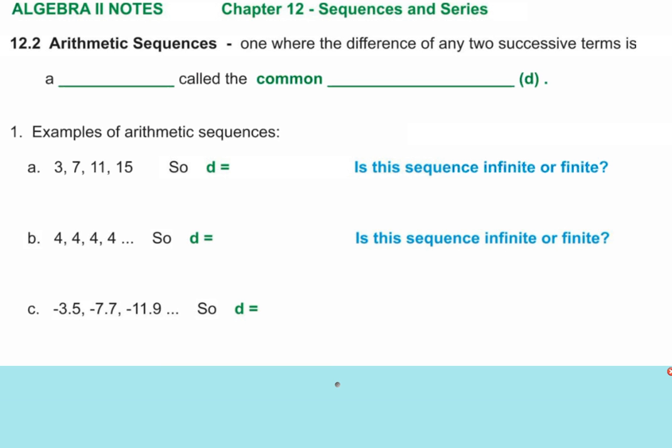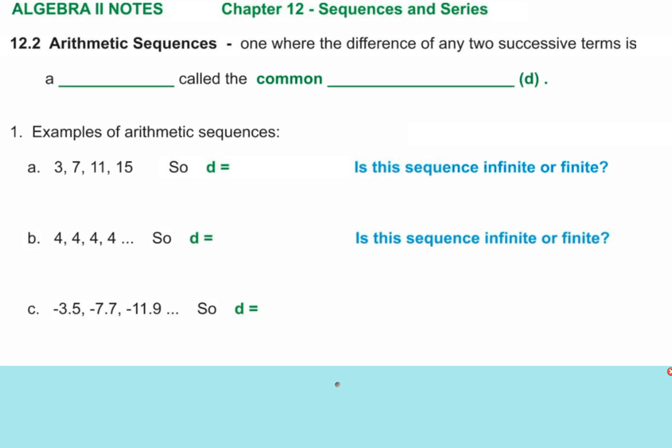So the first lesson was really an introductory lesson on the overall concept of sequences. And now we're going to deal with just arithmetic sequences here. And then the next time we meet, just geometric sequences, and try to understand the differences between the two.